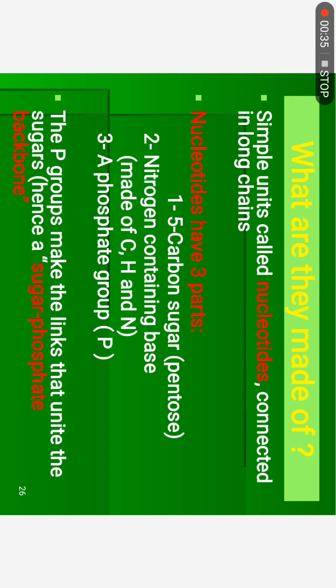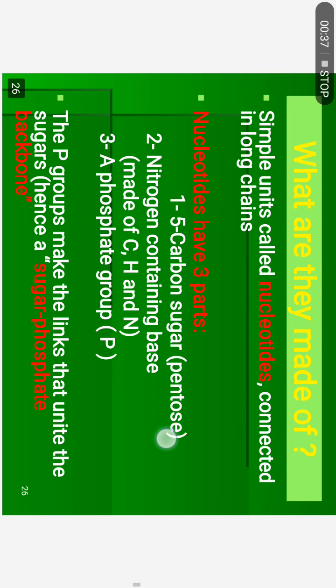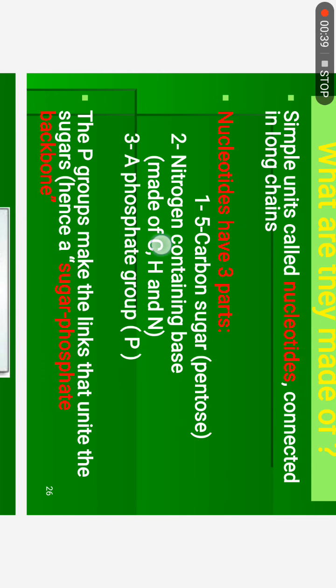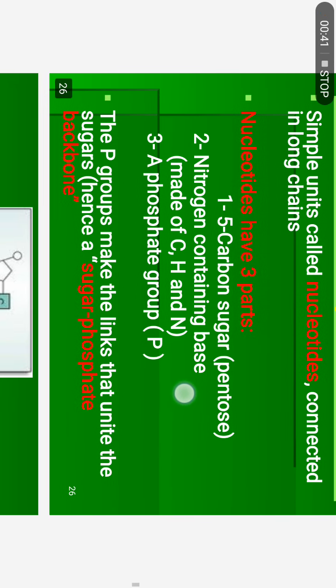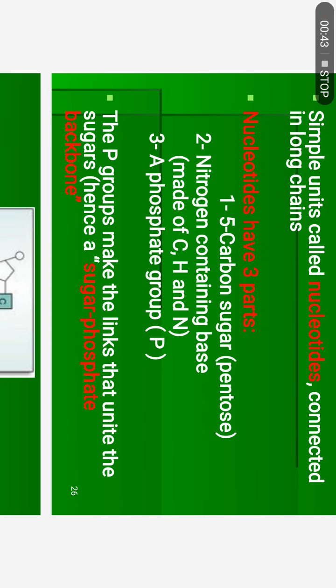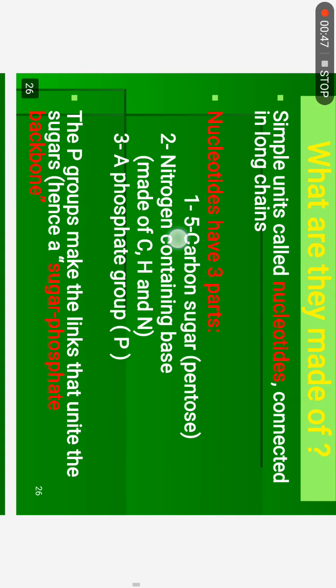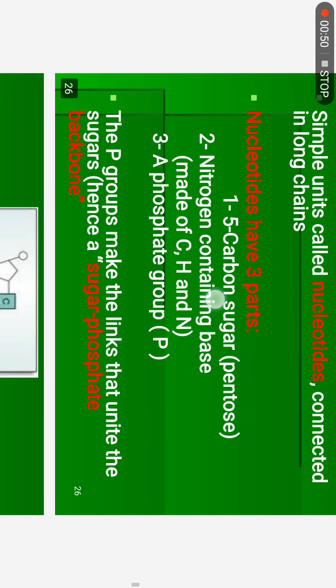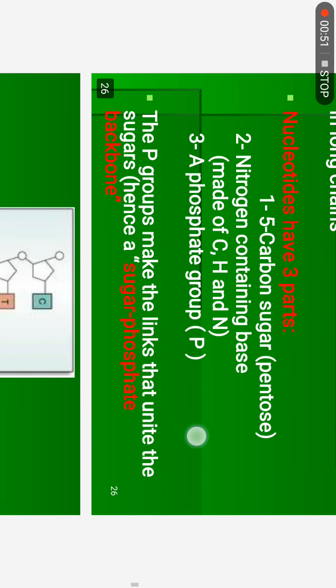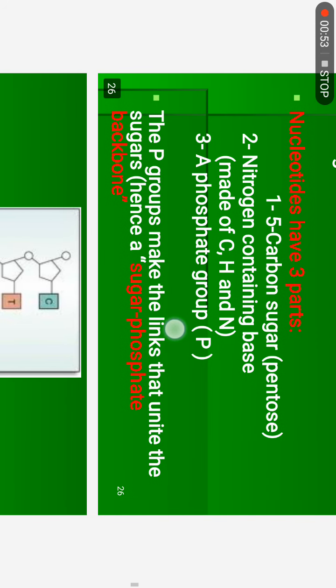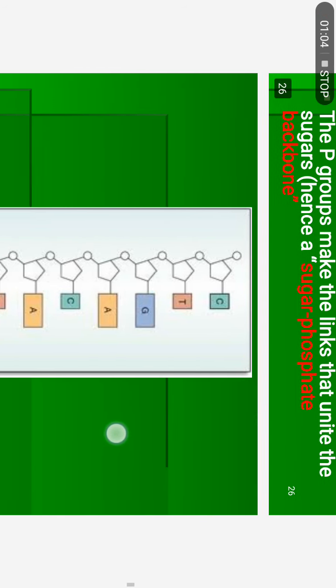The first part is the sugar. The second part is the nitrogenous base, or the nitrogen-containing base. The code depends on the nitrogenous base. Then we have the third part, which is the phosphate group. The phosphate group becomes the backbone, the sugar-phosphate backbone. So how to explain here? We see here.